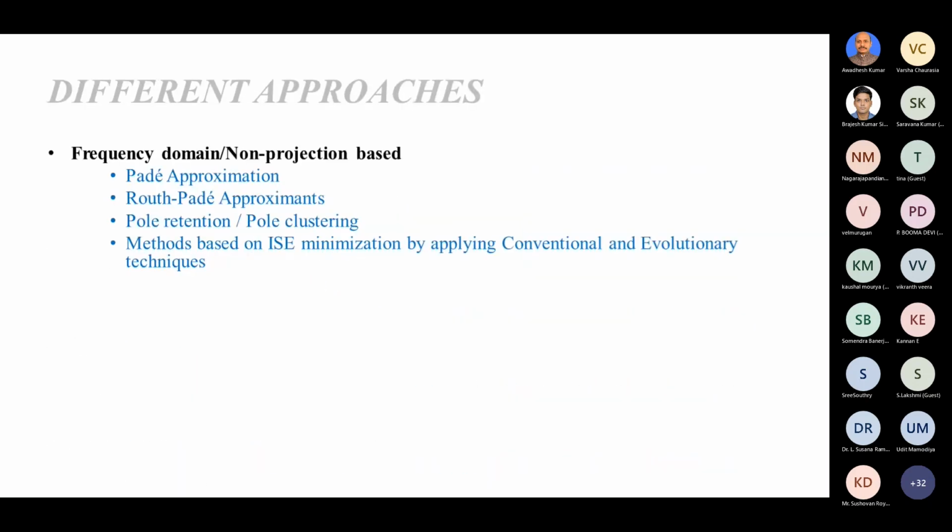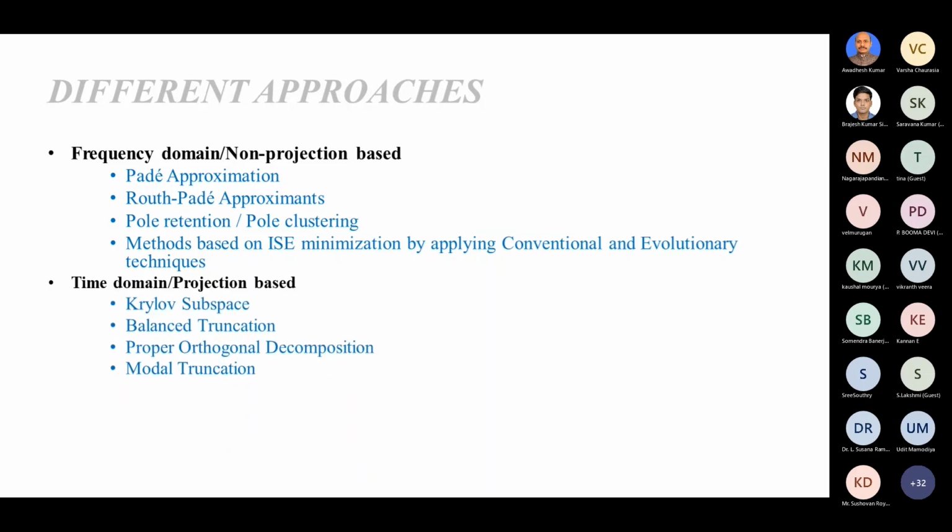There are different approaches. Frequency domain or non-projection based, as I already told you, includes Padé approximation, Routh-Padé approximation, then pole retention or pole clustering, and methods based on error minimization by applying conventional or evolutionary techniques. Then time domain or projection based, as I've already told you, this can be changed. Time domain techniques can overlap with frequency domain techniques, or frequency domain techniques can overlap with time domain or projection based techniques, right?